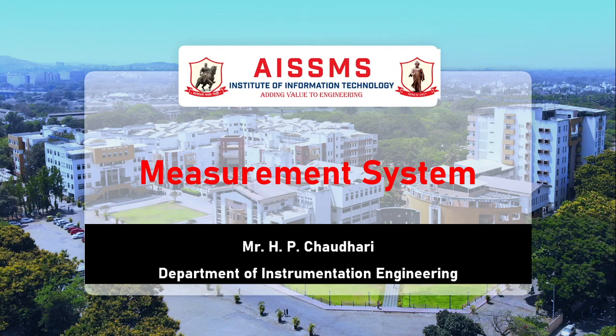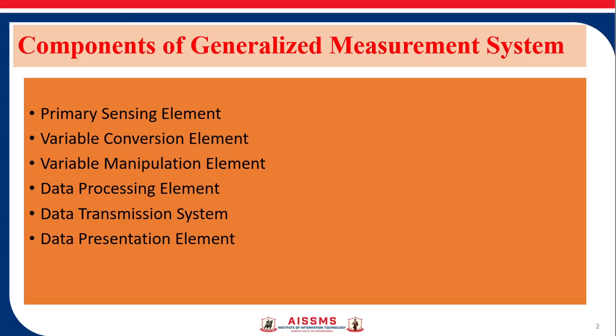Friends, in this video, we are going to learn the measurement system. What are the blocks of measurement system and what are their functions? So let us see what are the different components of measurement system. The components of generalized measurement systems are primary sensing element, variable conversion element, variable manipulation element, data processing element, data transmission system, and data presentation element.